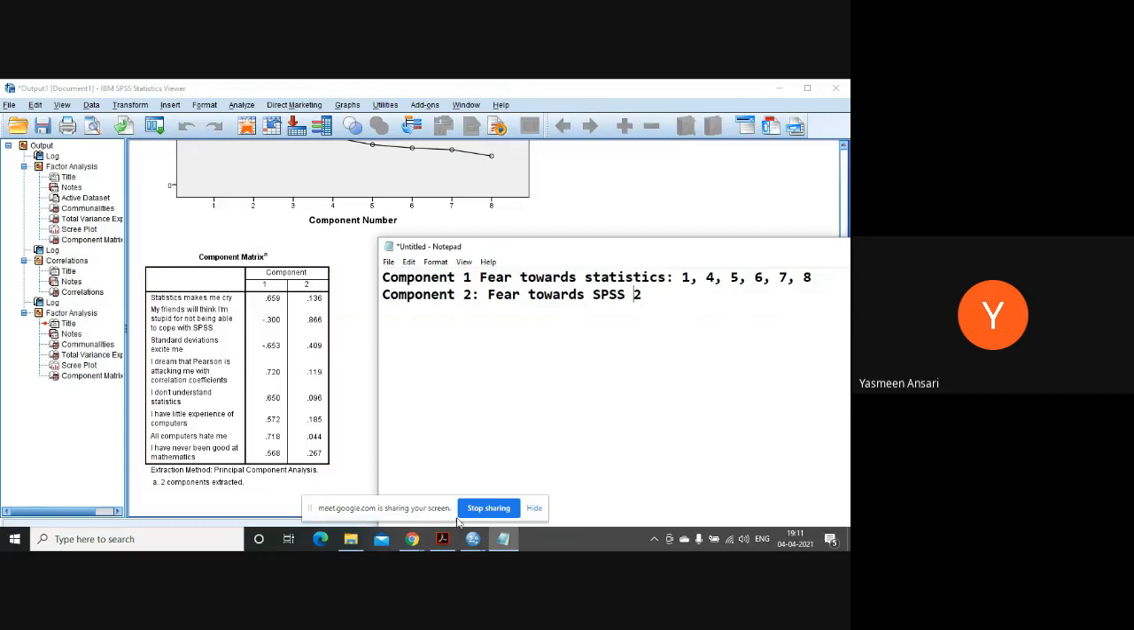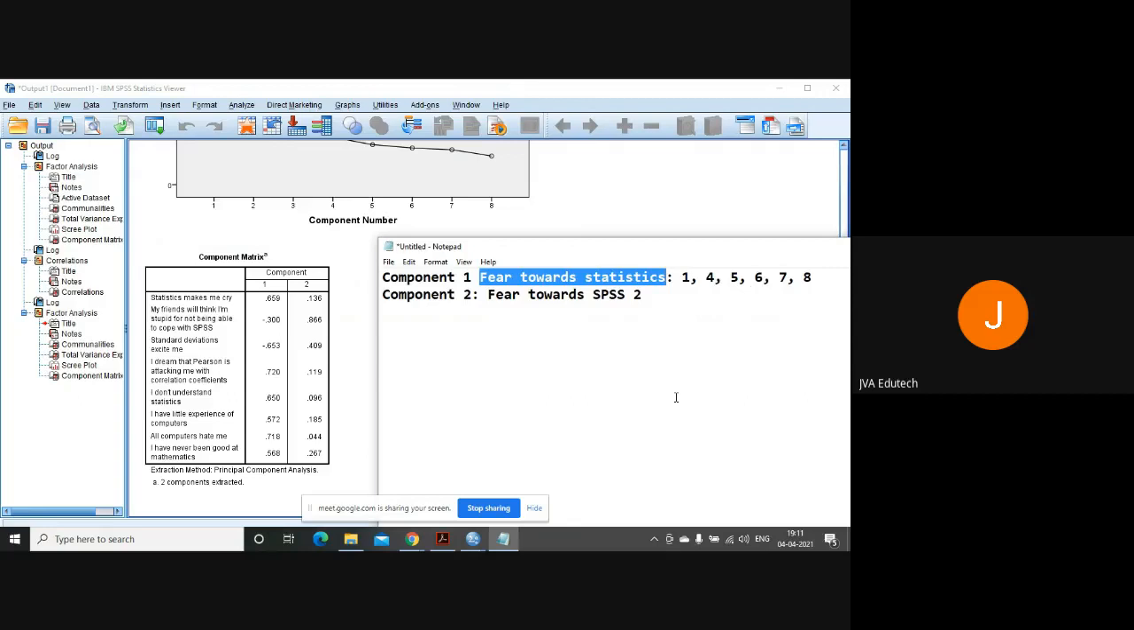Good evening, sir. I need to ask one question here. Sir, what are these two components? Fear towards statistics and fear towards SPSS. Okay, okay, okay. I have written it here. Yes, yes. Thank you.